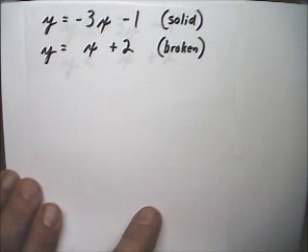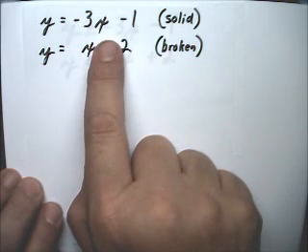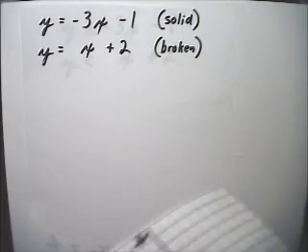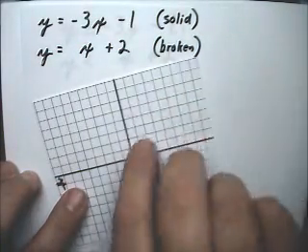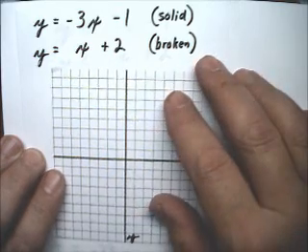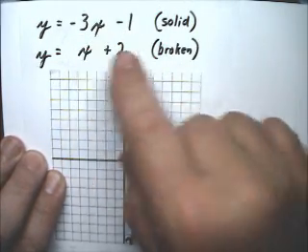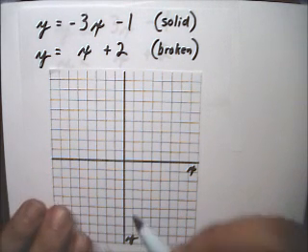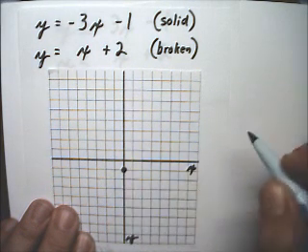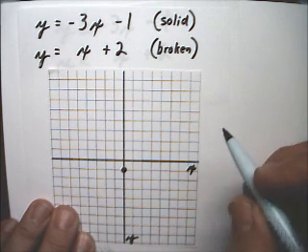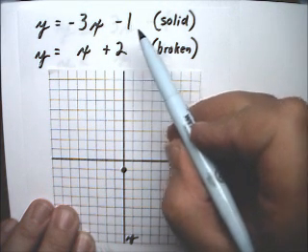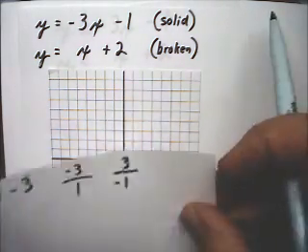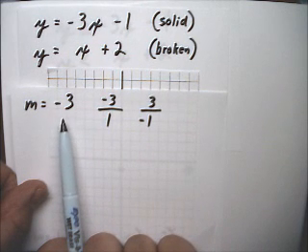So the first step is going to be to graph these two, and both of the equations are already in slope-intercept form. So to graph them, we'll graph the intercept and we'll use the slope. The y-intercept for the first one is negative 1. So that's one point on the line, and I got that from here.